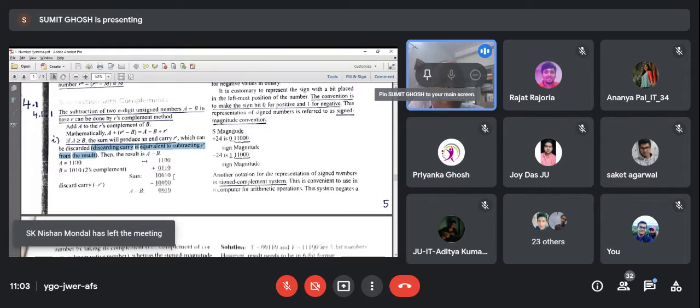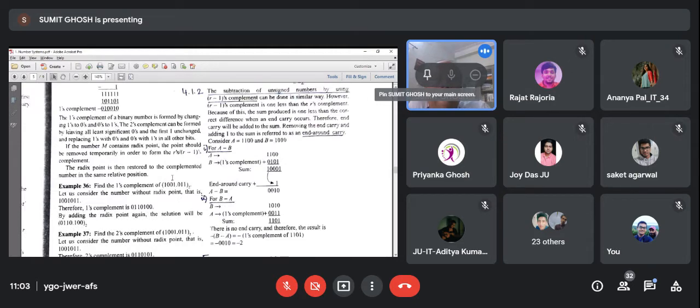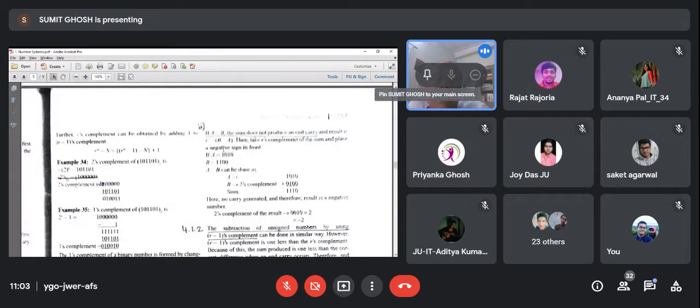I will just blindly discard the carry, that means this bit, and what I am left with is 0 0 1 0. That is my answer, and that is tallying with what we should expect. 12 minus 10 should be 2. So if I discard the carry, I get this answer. Clear? Yes.